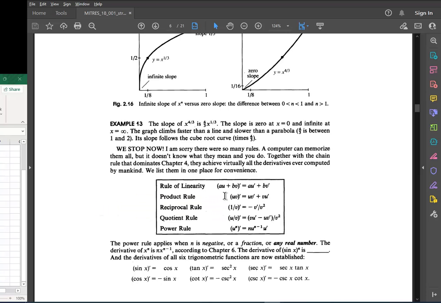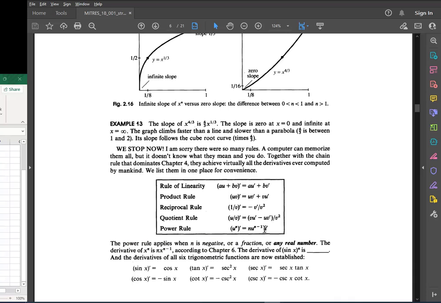Product rule: here you have the product of 2 functions, take the derivative, uv prime plus vu prime. Reciprocal rule: the derivative of 1 over v is minus v prime over v squared. Quotient rule: this complicated formula, I actually never remember the quotient rule. I just use the product rule and the reciprocal rule. We'll see how to do that in a minute.